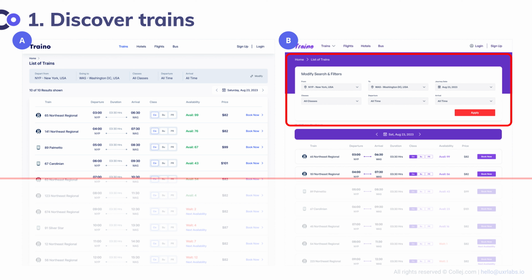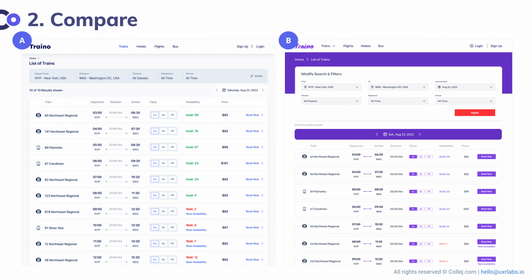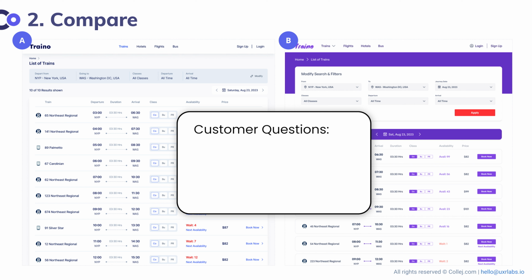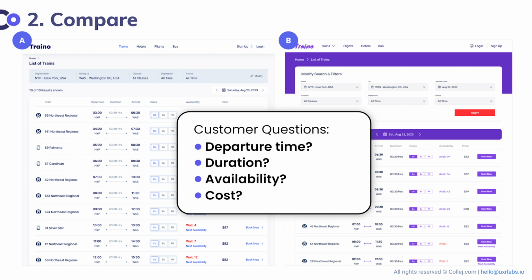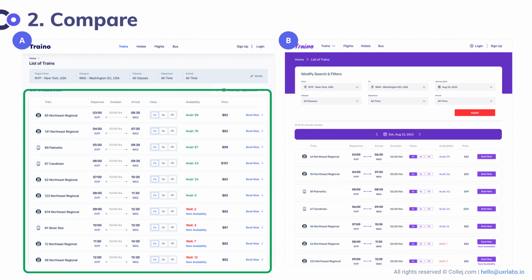When you look at screen A, the user immediately sees a list of trains that might potentially meet their requirements. When it comes to comparison, the customer wants to compare all the different trains to see which one of them best matches their requirement. At this point, the customer is most likely thinking about, hey, when is the train departing? What is the duration of my trip? Potentially, what is the availability? And what is the cost? So when you look at screen A, it is very cleanly laid out, and it's very easy for somebody to read left to right and consume the appropriate information in the same order that it's presented.